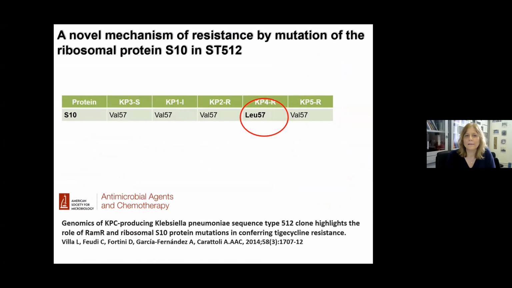The other mechanism was in a couple of strains in which we couldn't find any problem of efflux. The unique mutation we found, comparing the susceptible and resistant strains coming from the same patient a few days apart, was a leucine substitution in a small protein, ribosomal protein S10.